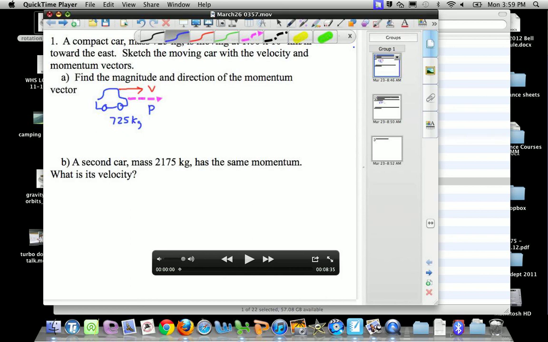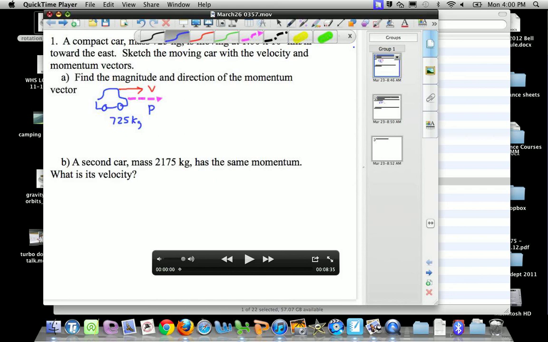Okay, in this video I will show you how to do the example problems from Unit 4, Lesson 1. Problem number 1 says a compact car, mass 725 kilograms, is moving at 100 kilometers per hour toward the east. Sketch the moving car with the velocity and momentum vectors.